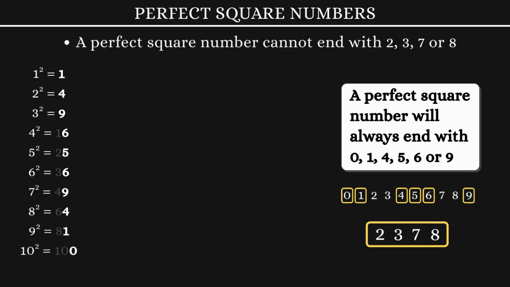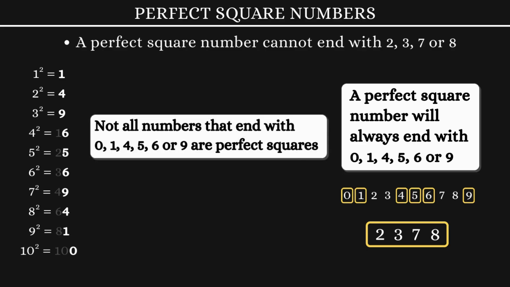Another important point to note is that all the numbers that end with 0, 1, 4, 5, 6 or 9 are not always perfect squares. For example, 14, 19 and 10. Though the ending digits are satisfying the condition, they are still not perfect square numbers.